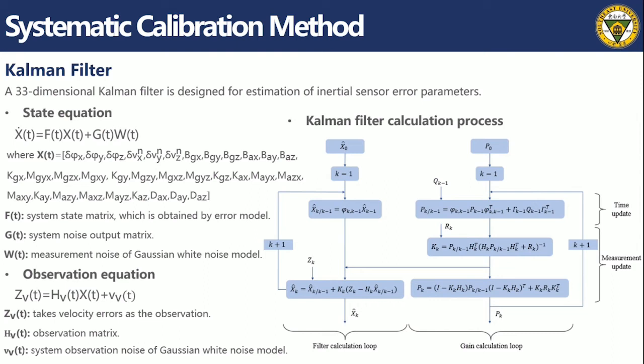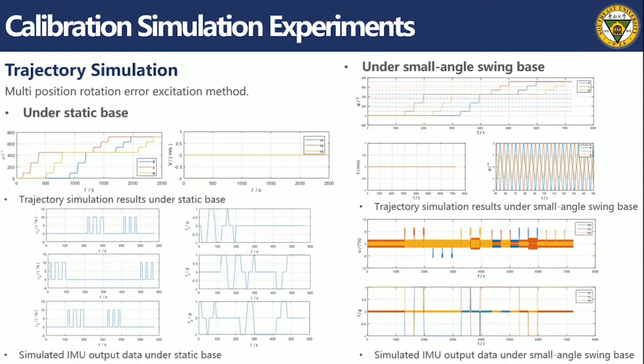The second formula is observation equation, which takes velocity errors as the observation written as Z. H is observation matrix. V is system observation noise of Gaussian white noise model. So far, a complete systematic calibration method has been designed. Next section is about calibration simulation experiments.